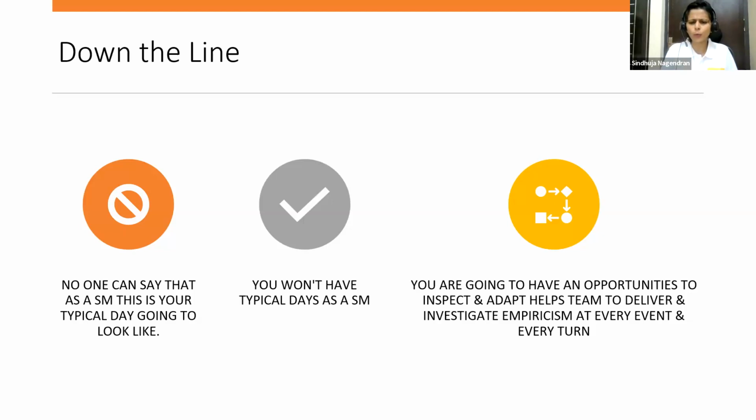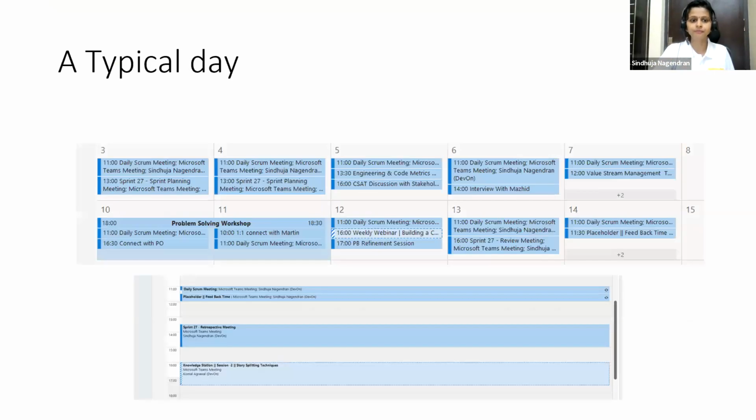You're going to have opportunities to inspect and adapt, and help the team deliver and practice empiricism at every event and every turn. So this is how every day, or sprint, in the life of a Scrum Master will be. A typical sprint, I can say, instead of the term day. Say for instance, if we are starting our sprint on 3rd of August, a Monday, we must be having our sprint planning meeting.